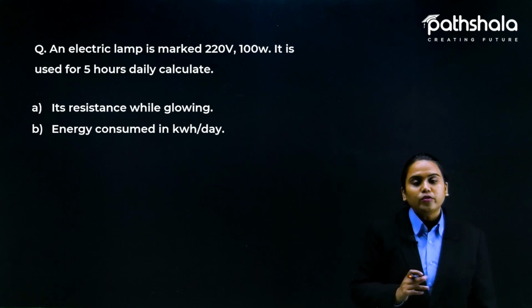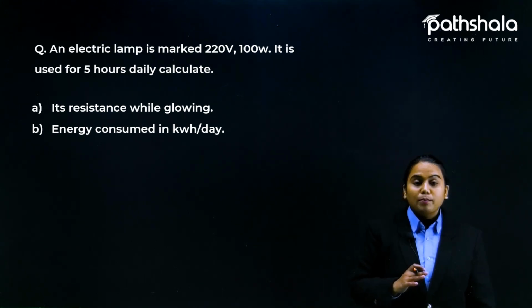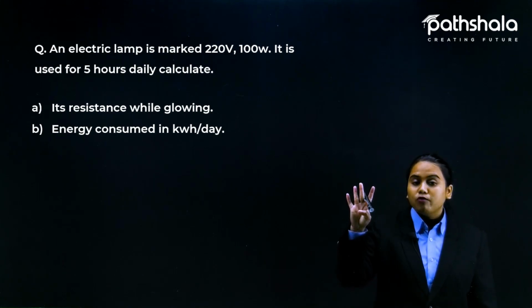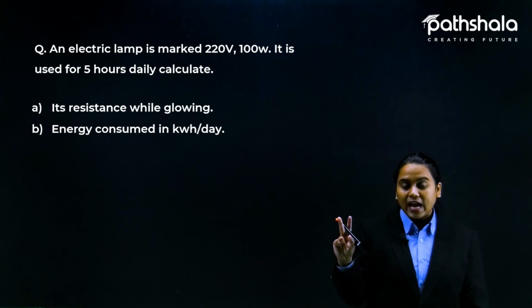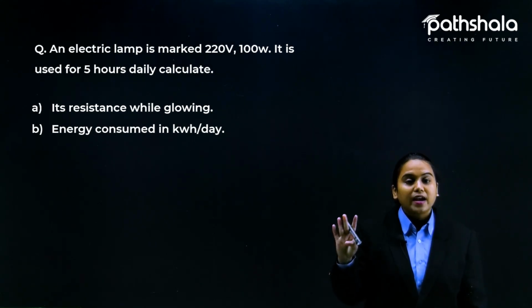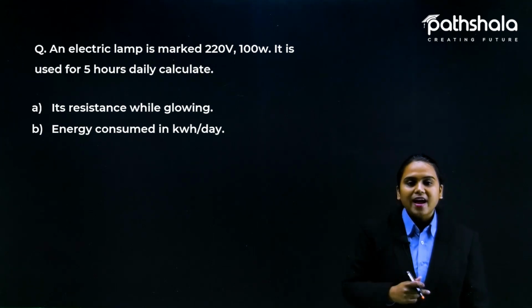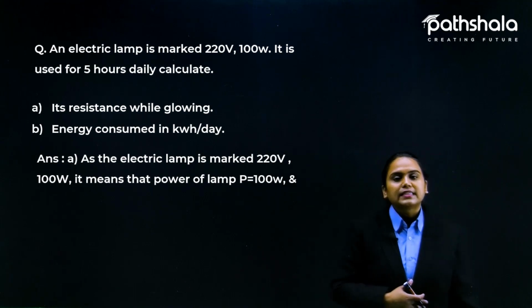So first of all, we need to calculate the resistance value. The formulas we have read for power, we have 4 of them: P is equal to W by T, P is equal to VI, P is equal to I square R, and P is equal to V square divided by R. Remember that? Very good.